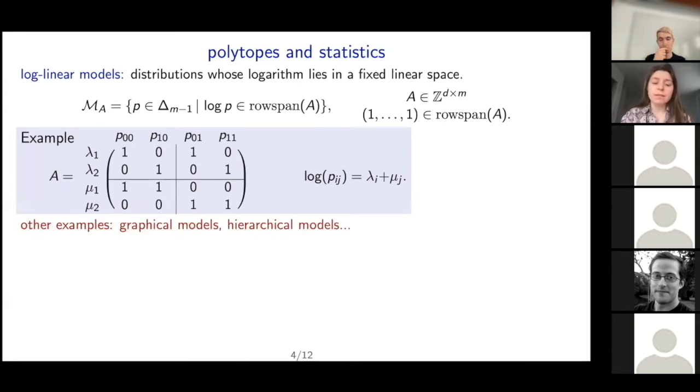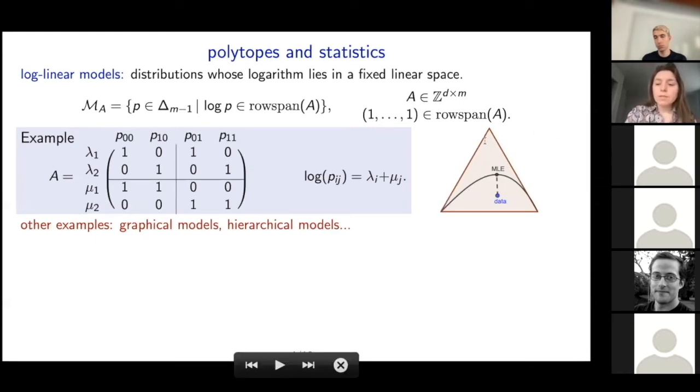There are lots of other statistical models that are captured by different choices of matrix A. There are big families of statistical models that are log linear models for a particular type of matrix, such as graphical models, hierarchical models, and so on. As before, this is the setup that we're considering. We have our model, it lies in some space. Now we have some data and we want to find its best approximation on the model. We're particularly interested in whether this best approximation exists or not. Is this closest point in the interior of the probability simplex, or is it on the boundary?